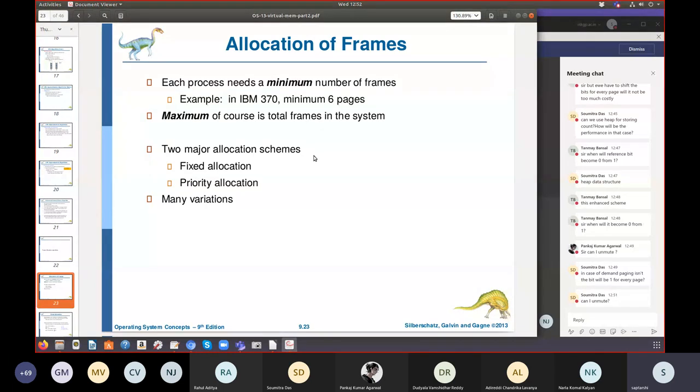This is much simpler. Here there can be several system constraints. Say each process needs a minimum number of frames. In the IBM 370, for some reason, it was decided that every process would need at least 6 pages. And of course, the maximum is the total frames in the system. Now it has to be somewhere in between. There are 2 major allocation schemes, fixed allocation and priority allocation. There are many variations which we won't discuss, but let's discuss the simple fixed allocation and priority allocation. This is very simple.